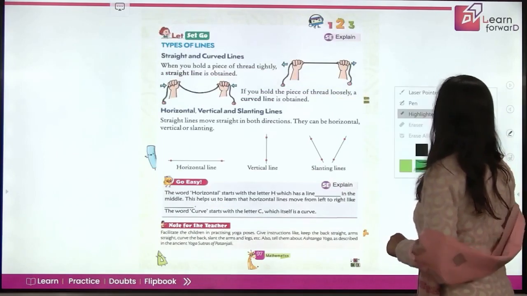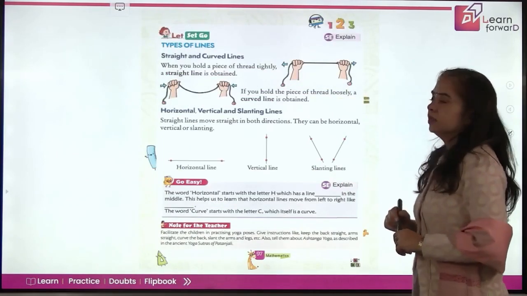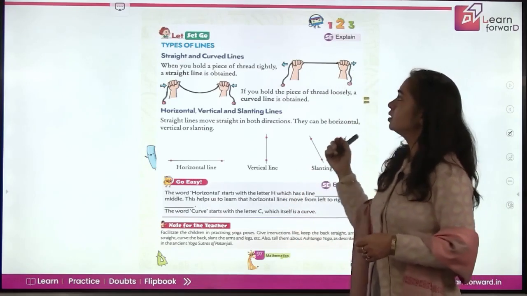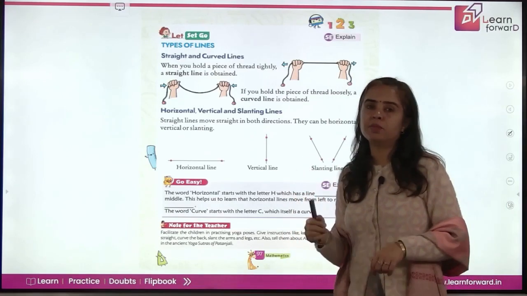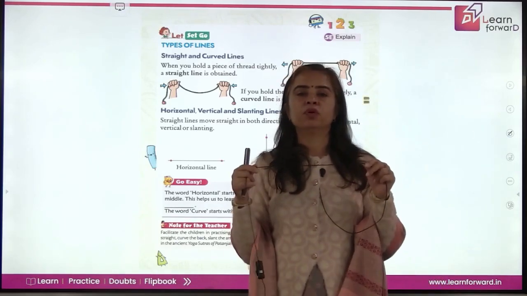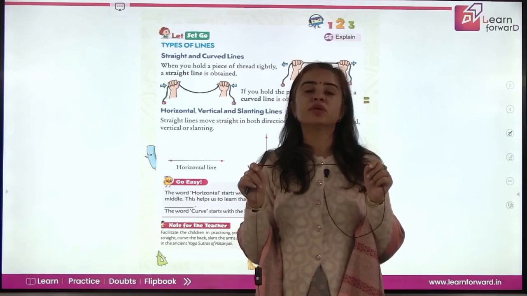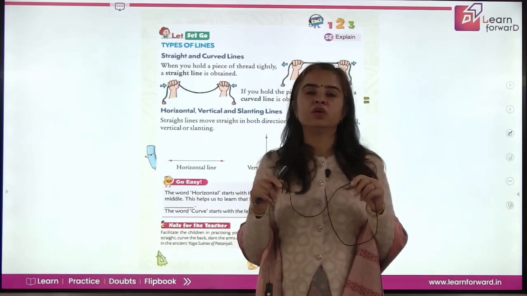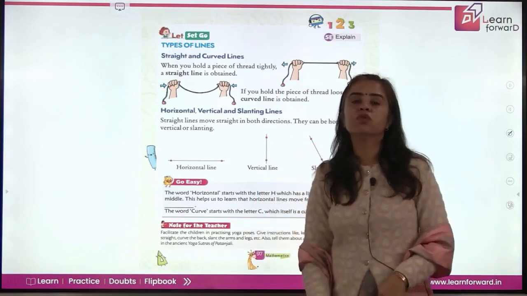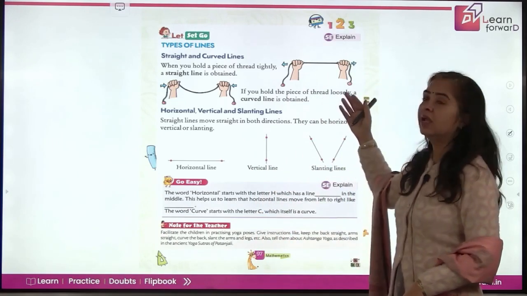Now, moving ahead, we have types of lines. A line can be straight or it can be curved. What is a straight line? If you have a string and you pull it tight, this gives you a straight line. And if you leave it loose, this gives you a curved line. So this is what we call straight line and curved line.